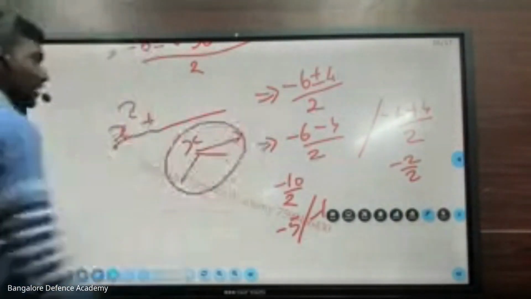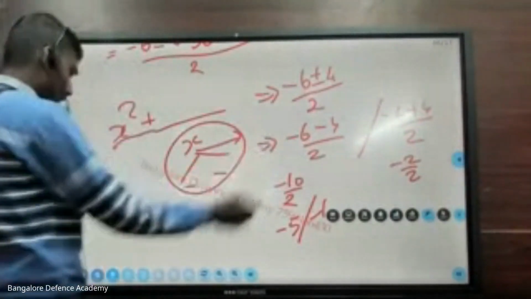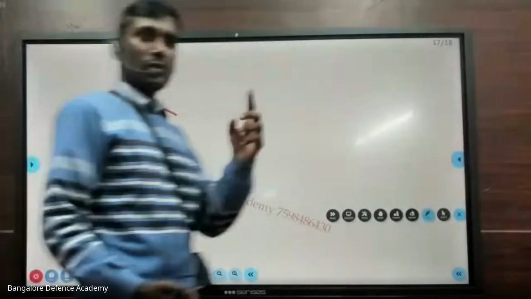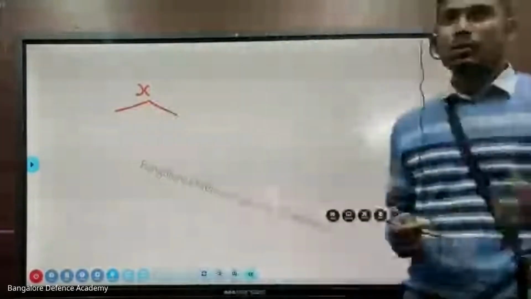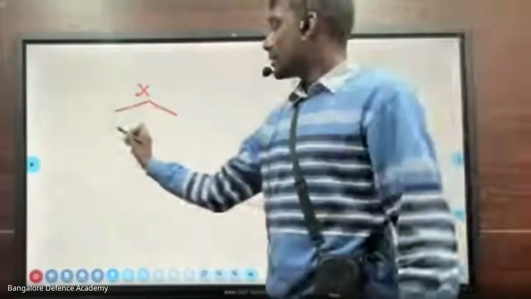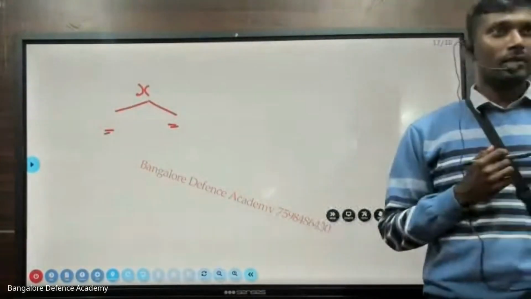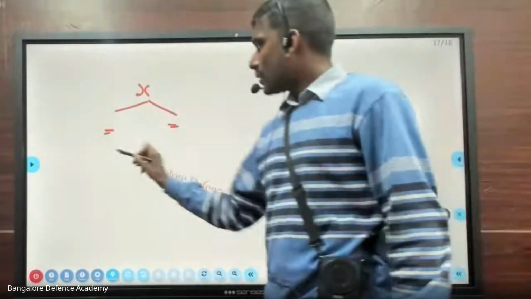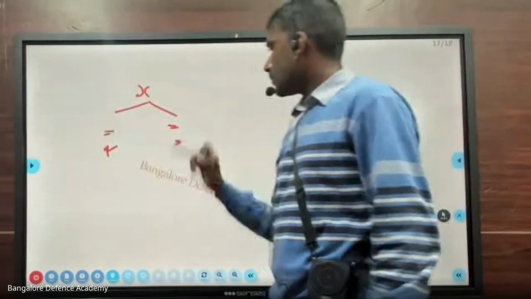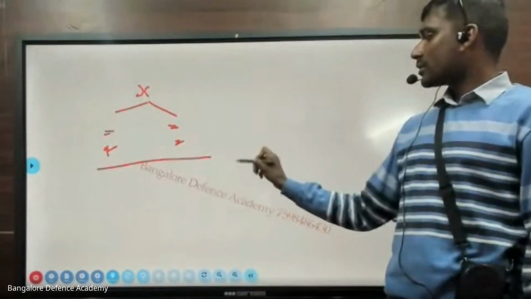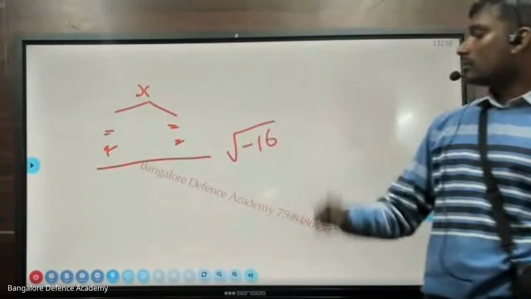समझ में आ रहा है सभी को? It can be minus, plus, anything. Now, I told you how many values of x you get in a quadratic equation? 2 values. Possibility is that both the values can be equal. Possibility is that both the values are different. Possibility is that you cannot solve this equation because you got root of minus 16.